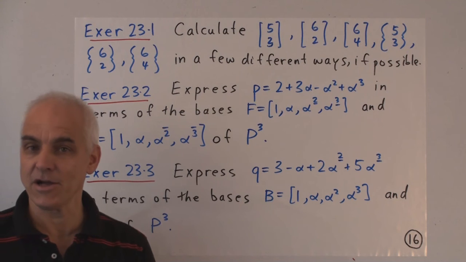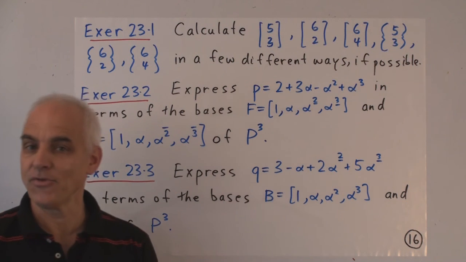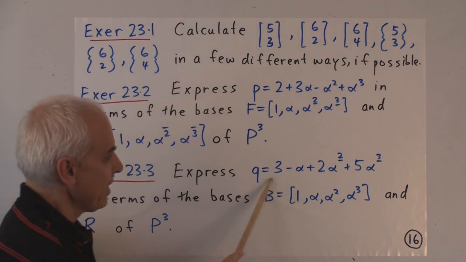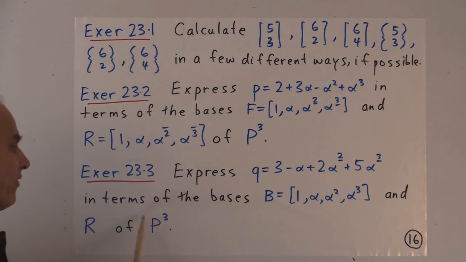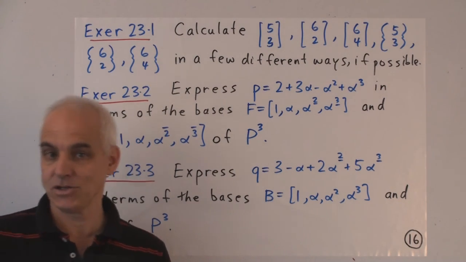Our first exercise is to calculate a few Stirling numbers of the first and second kind, and you can try to calculate those in a number of different ways. The second one is to express a particular polynomial in terms of the basis f and r, for rising now, of our space of polynomials of degree 3 and less. The third one is a similar kind of thing. Now we're given the polynomial in terms of the falling powers, and we want to rewrite it in terms of the bases b, the standard basis, and the rising basis, this one here, of P3. So we want to get used to converting from one basis to another.